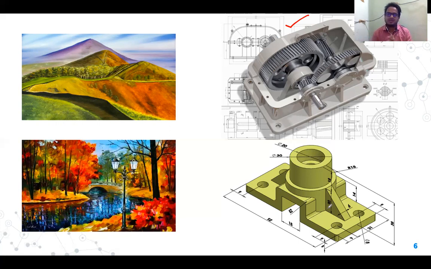So here you must have a clear picture about what artistic drawings are as well as engineering drawings. So now you have a clear idea of what engineering drawing is all about.